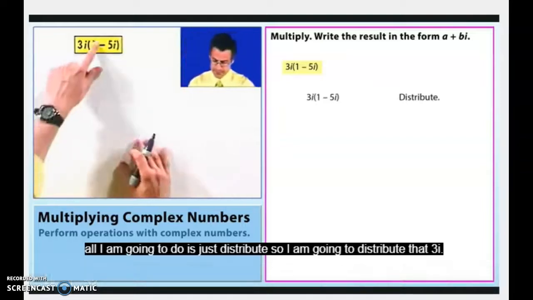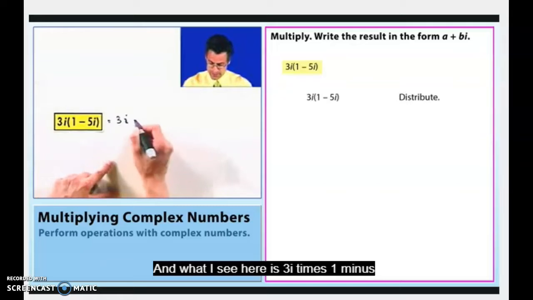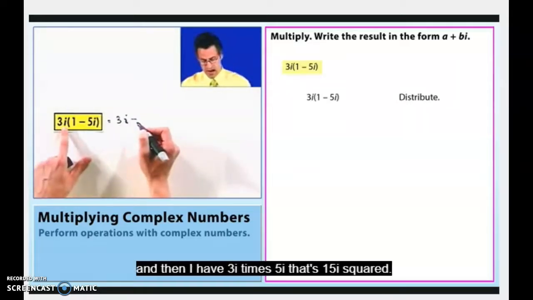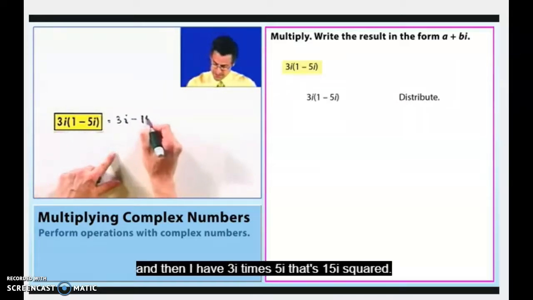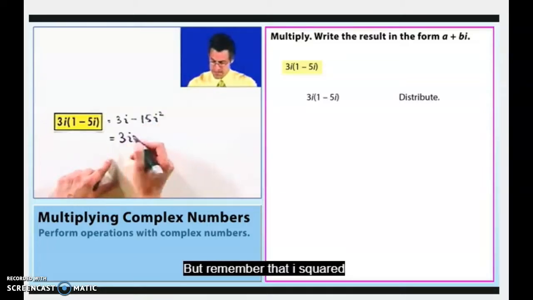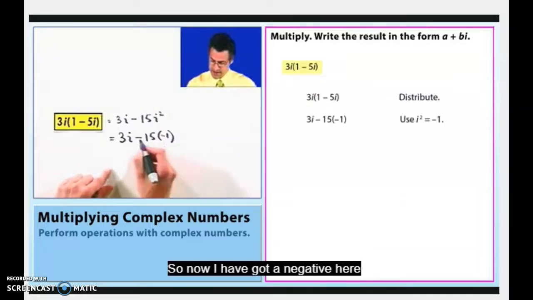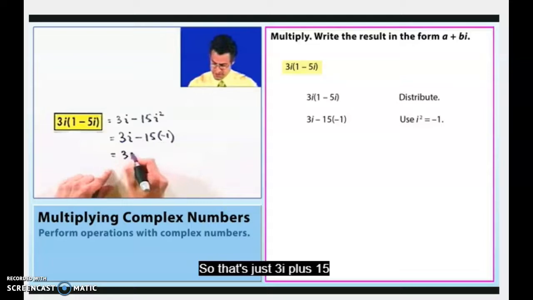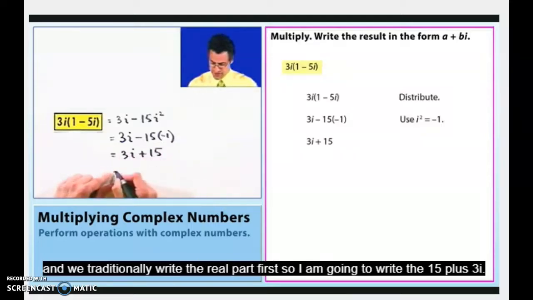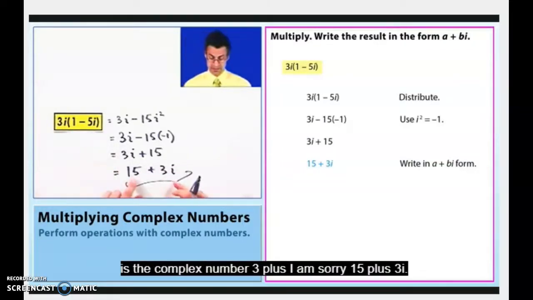All I'm going to do is just distribute. So I'm going to distribute that 3i, and what I see here is 3i times 1, and then I have minus 3i times 5i, that's 15i squared. But remember that i squared is the same thing as negative 1. So now I've got a negative here and a negative here, so that's just 3i plus 15. And we traditionally write the real part first, so I'm writing 15 plus 3i. So the product of these two complex numbers is the complex number 15 plus 3i.